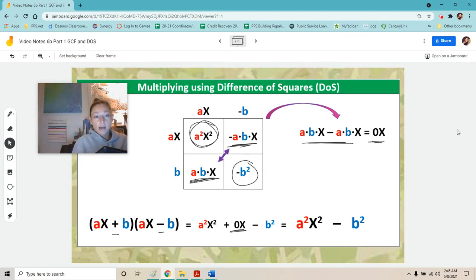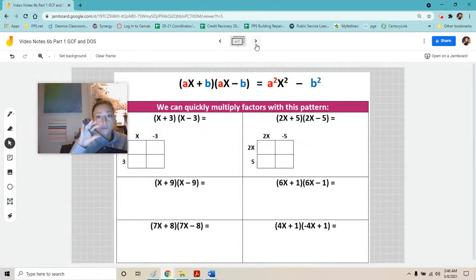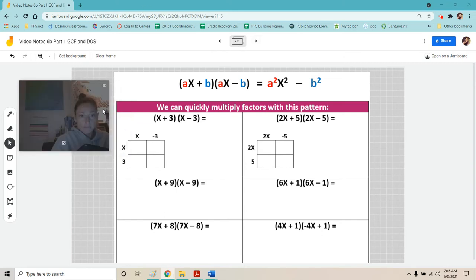It's a nice little pattern that makes it quick to factor, where we don't have to have box and diamond or anything like that. We can just look at this pattern and use it to solve quickly. First we're going to look at problems where we're multiplying to see how that pattern plays out, and then we're going to use that to factor quickly. First, with multiplying, I'm going to move my face slightly. There we go.